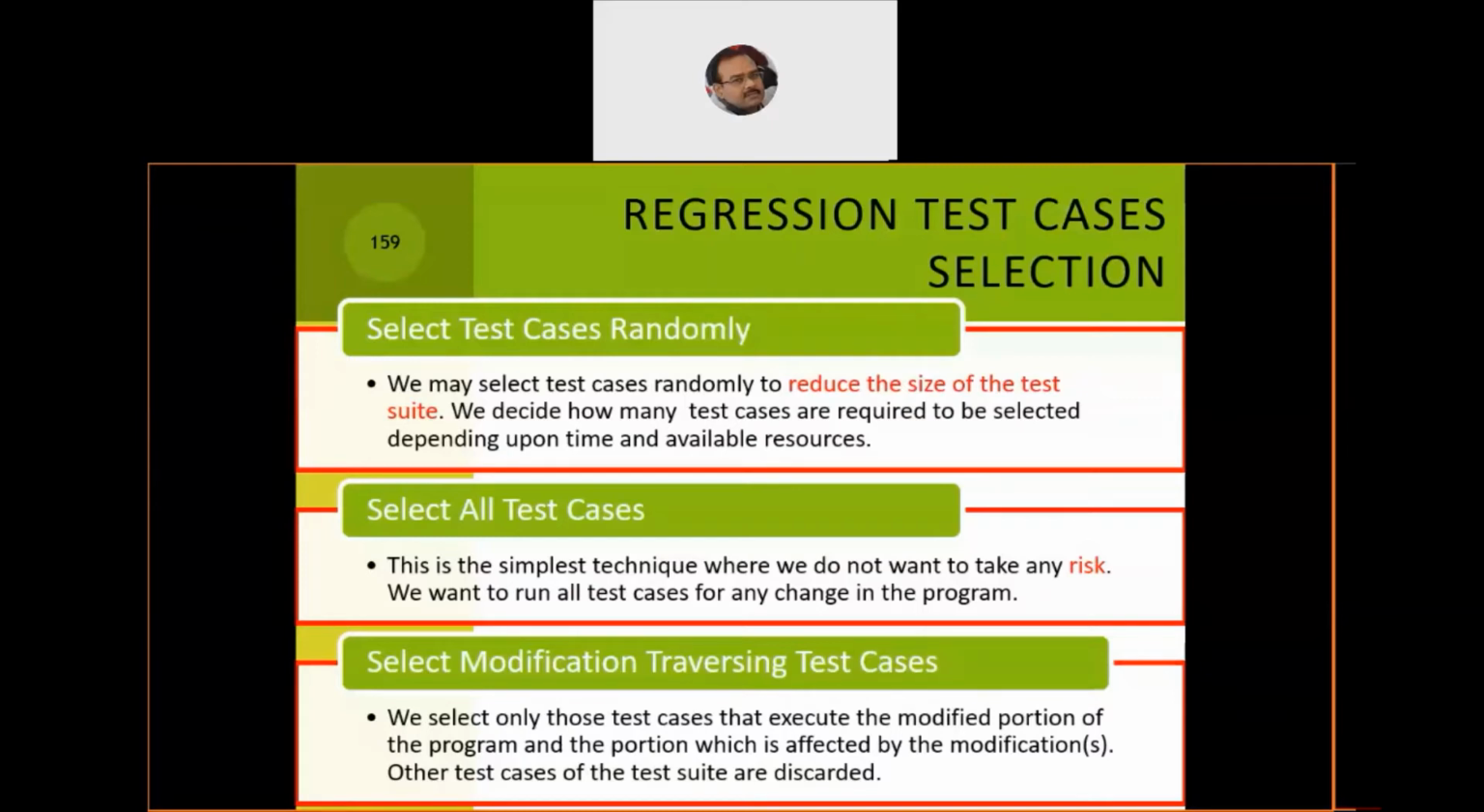The third is selecting modification traversing test cases. So we select only those test cases that execute the modified portion of the program and the portion which is affected by the modifications. Other test cases are usually discarded in this case. Again, this choice has to be taken by the testing team, as to which strategy is useful for them during the task of regression testing. They may select all, they may select some, they may select on a random basis. So this choice has to be made by them, and also depends on the budget constraint and the time available for the team.